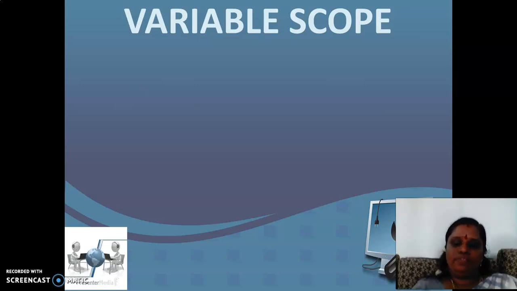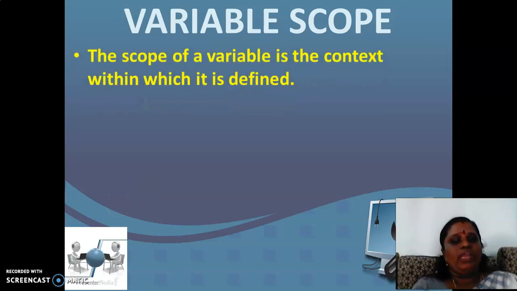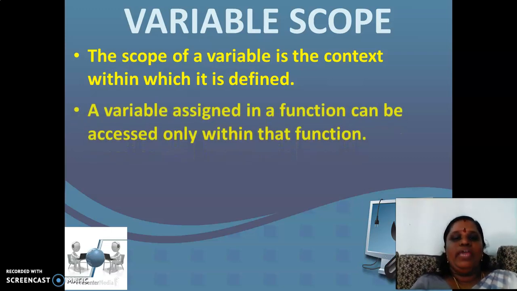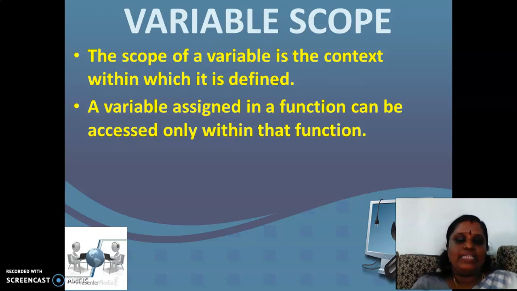Okay, the next part of our chapter 2 is variables. What is meant by the scope of a variable? The scope of a variable is the context within which it is defined. A variable assigned in a function can be accessed only within that function.